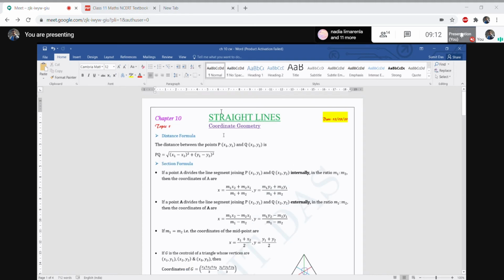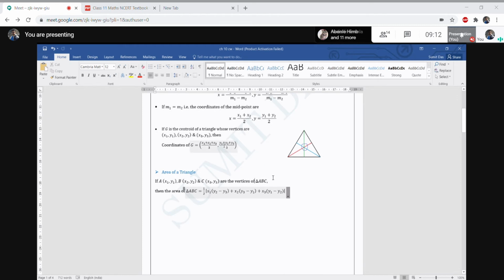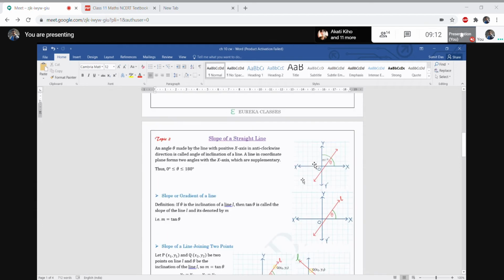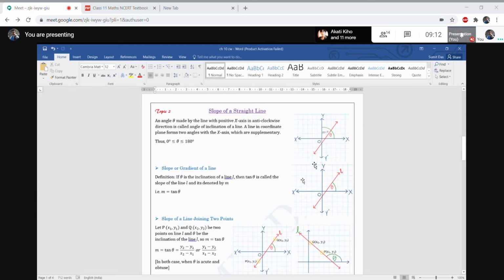But our main important part is topic 2, because topic 1 is all revision of class 10. Now we'll come to our main topic, topic 2. In this part we will learn different positions of a straight line with the axis. This topic name is slope of a line. Before knowing the slope, we must know a few things.